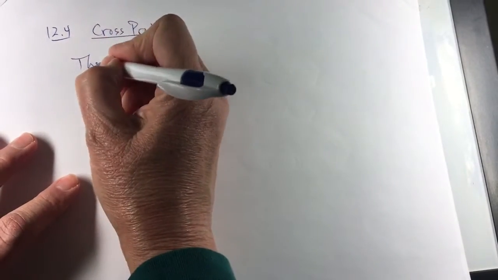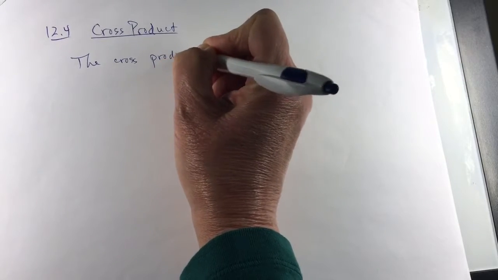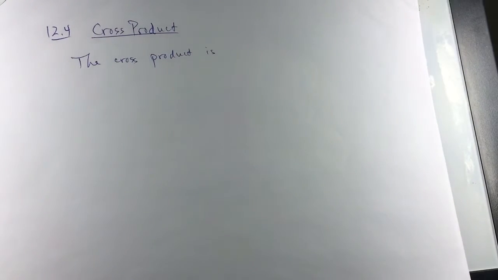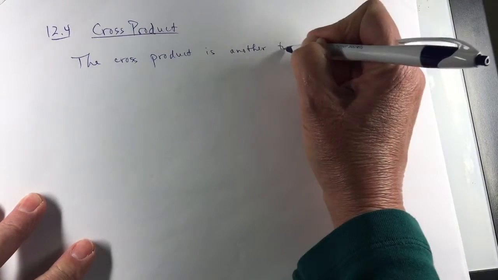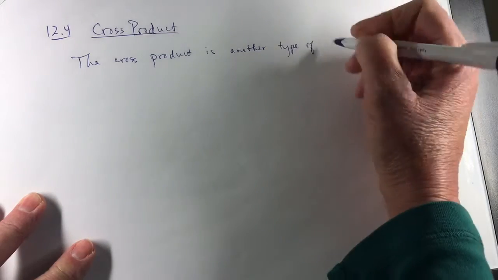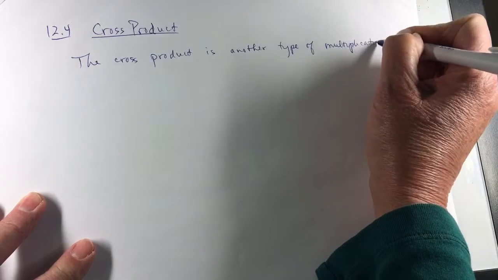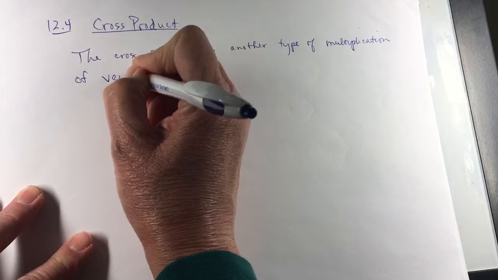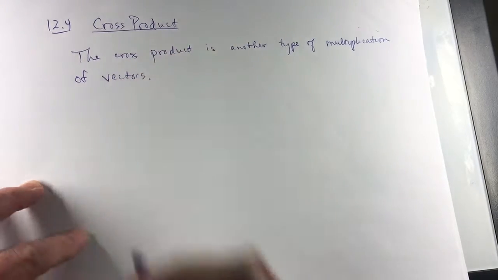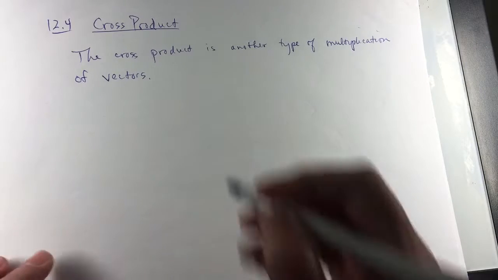So the cross product is another type of multiplication of vectors. And with the cross product, you get another vector.